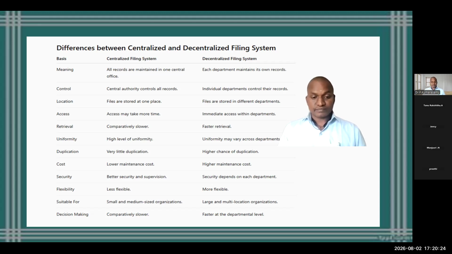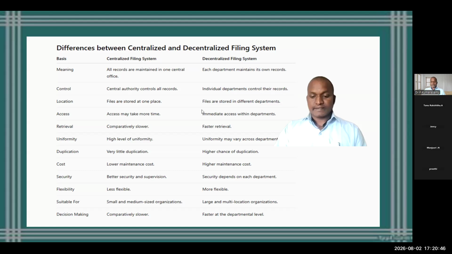Decision making is comparatively slower in centralized, but in a decentralized filing system, decision making takes only a few minutes, so it is faster at the department level. So these are the differences between the centralized filing system and the decentralized filing system.